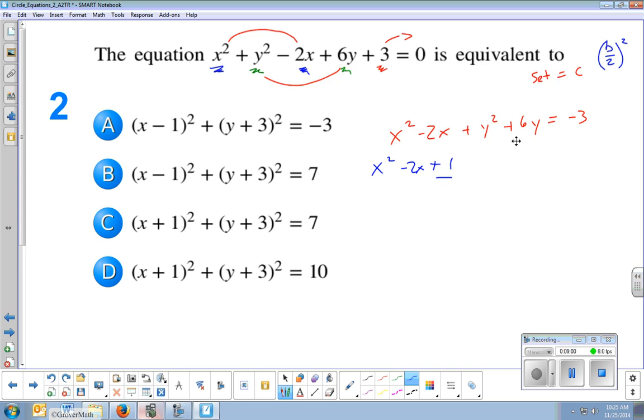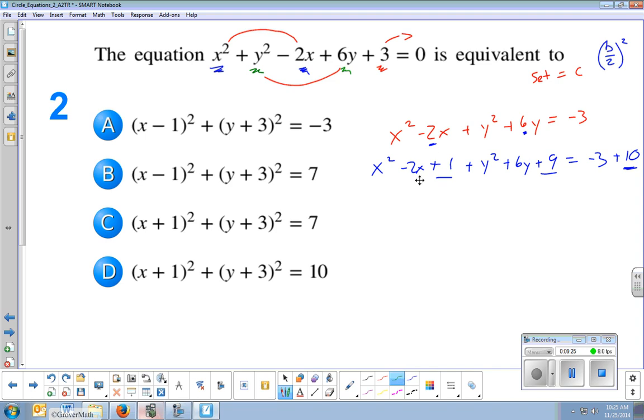But let me see what I'm going to add for the y's. My b term in this case is 6, divided by 2 is 3, squares to 9. So these numbers, b divided by 2 squared, is what you add to both sides. So I added 1 here, added 9 here. That means I'm adding a total of 10 to both sides.